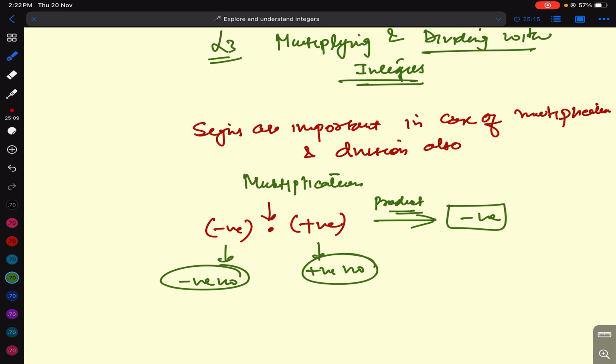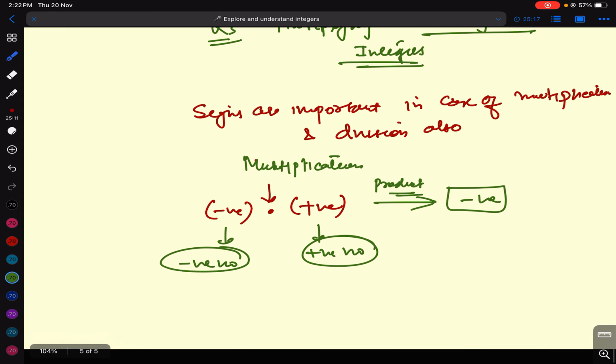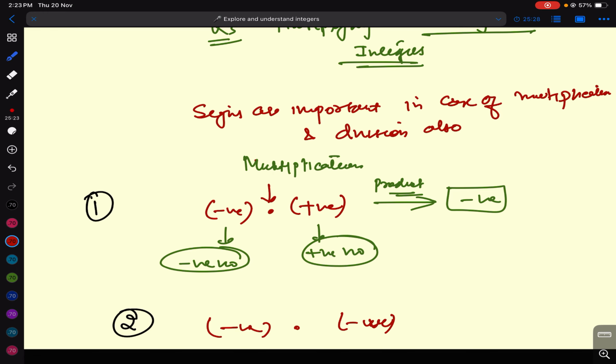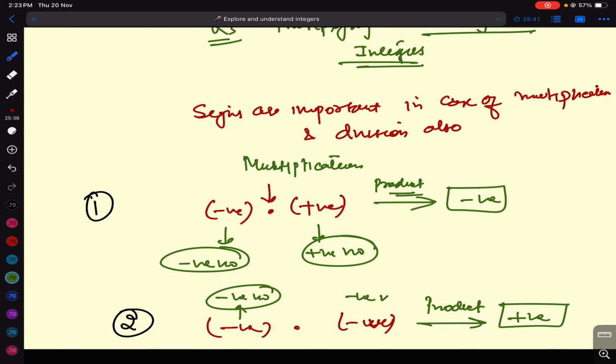Clear? So this you can take it as rule number 1. Now the second rule would be, if you multiply two negatives, so what will be the product in that case? It will be positive. So here this was your negative number, this was your negative number, and that gave you the product of always positive.